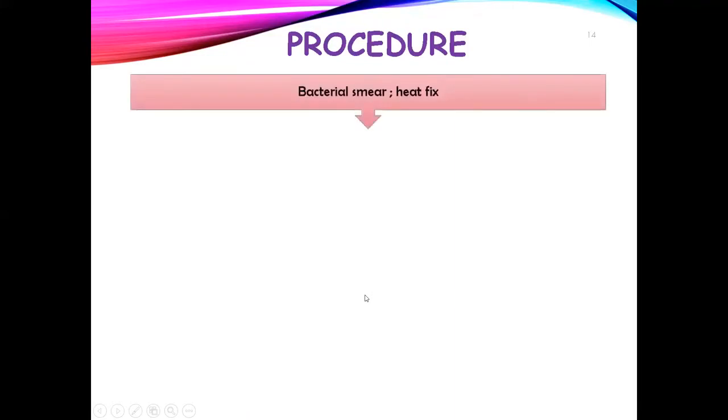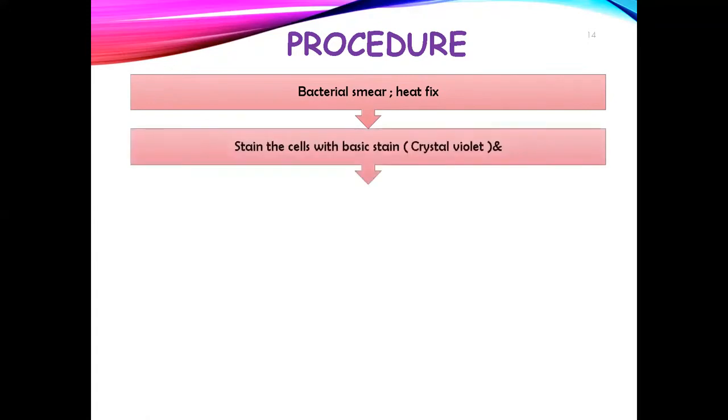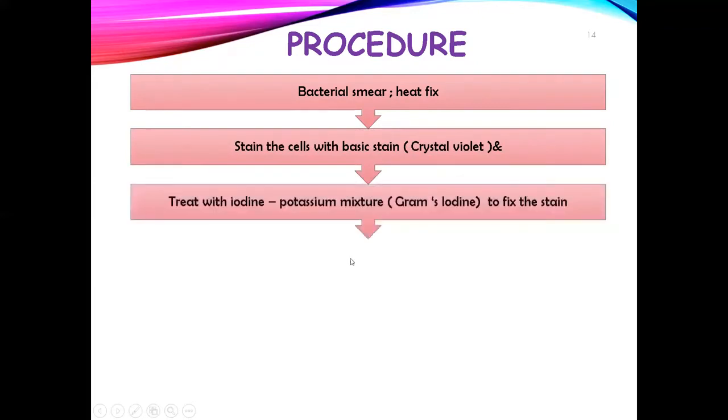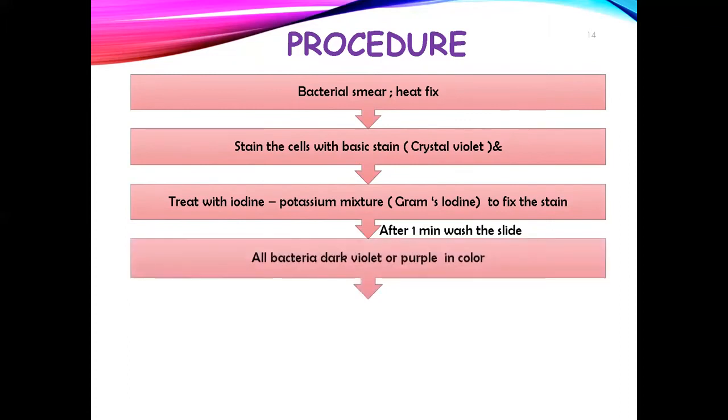So what is the procedure? First of all, you have to prepare the bacterial smear and heat fix it. Then stain the cells with basic stain, that is the crystal violet. Treat it with iodine potassium mixture, that is the Gram's iodine. Wash the slide with water. All bacteria will appear dark violet or purple in color.